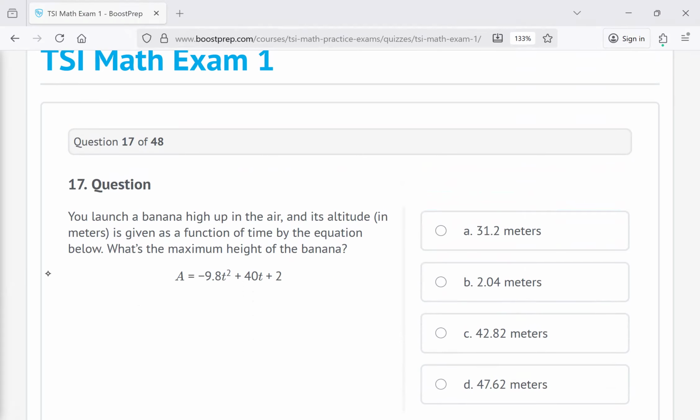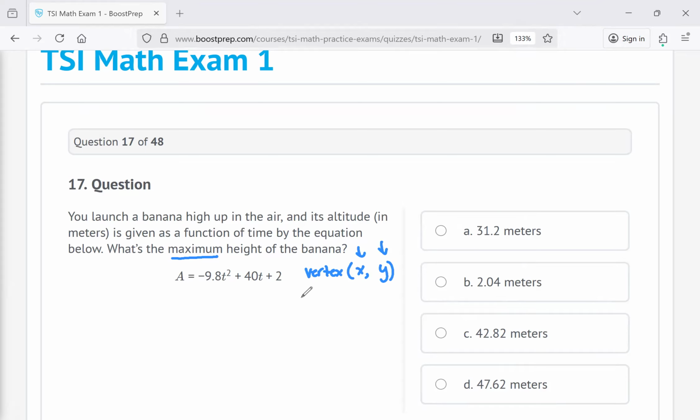Okay. Question 17. It looks like we have some kind of word problem. It says you launch a banana high up in the air and its altitude in meters is given as a function of time by the equation below. What's the maximum height of the banana? When you're dealing with quadratics and whenever you're dealing with maximum or minimum, you know it's related to a vertex. The question is, do they want you to find the x value of the vertex or the y value of the vertex? In order to figure that out, we need to know our variables.